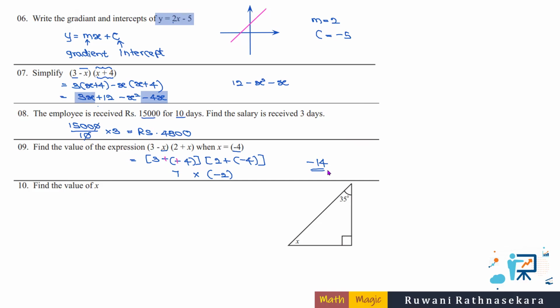Right. In the next question, you have to find what x is. It's a simple equation which you have to build up to find what x is. x plus 35 plus 90 degrees is equal to 180 degrees because of the sum of the interior angles of a triangle. Then x plus 125 degrees is equal to 180 degrees. By subtracting 125 from 180, you get 55 degrees as the value for x. Right. Done.